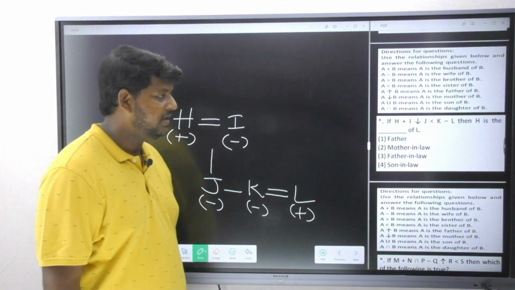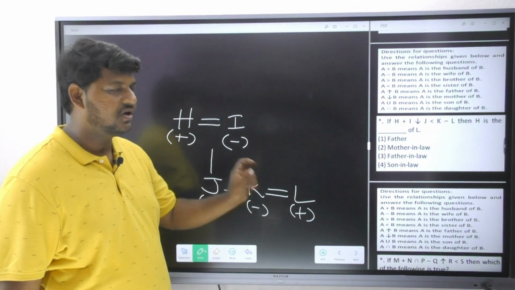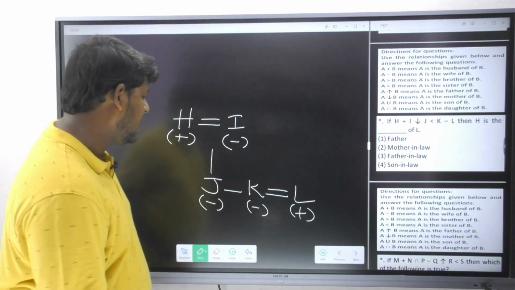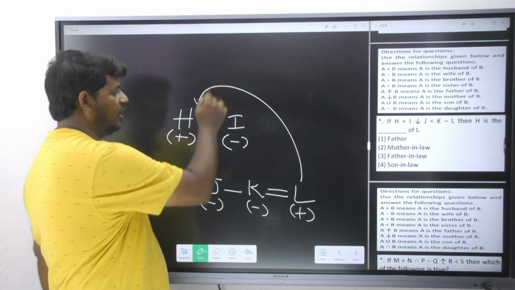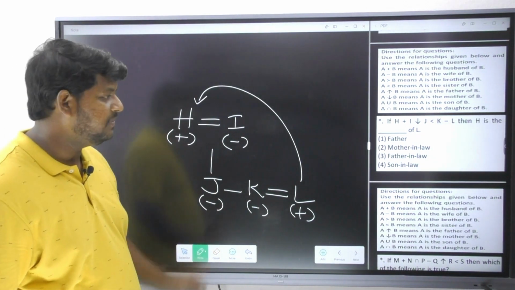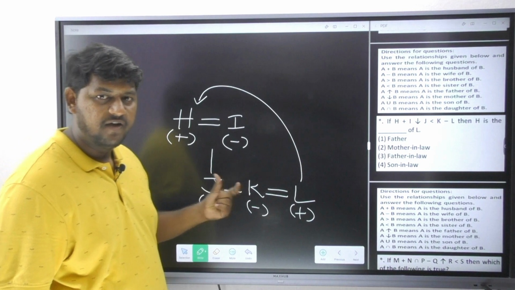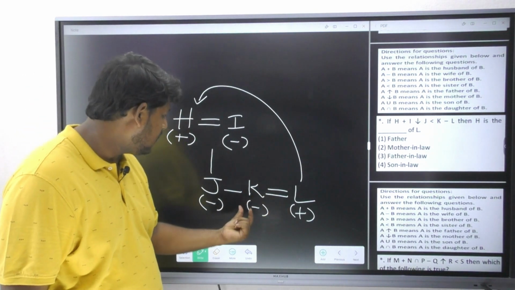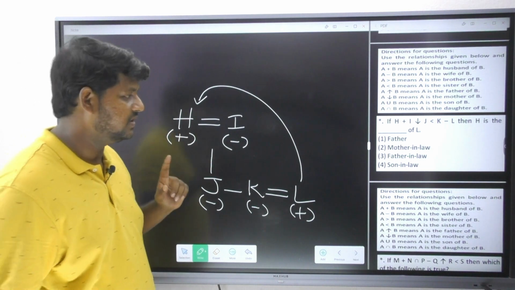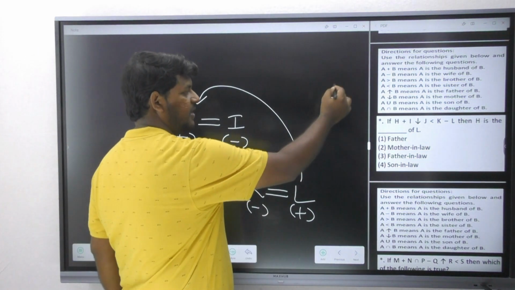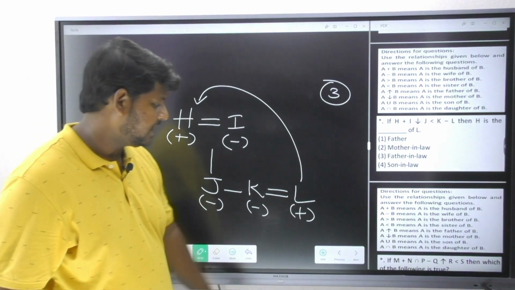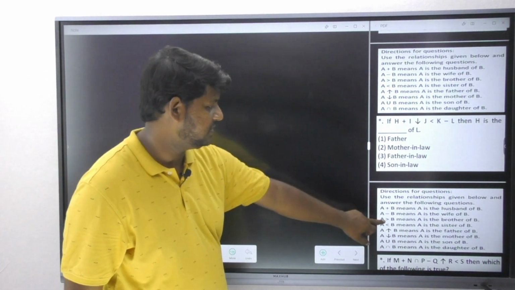Correct? Then H is dash of L. So H to L or L to H? L to H is what you need to observe here. H became dash of L. From L's point of view, your spouse's father is father-in-law. That is option number 3. Now let's see the next question, please.